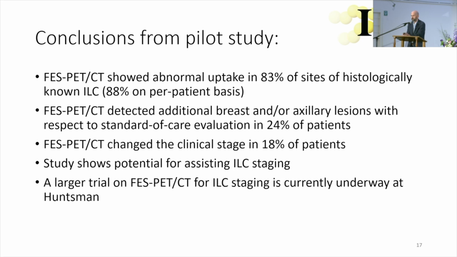We also saw some extra lymph nodes, and in total, we found additional breast or axillary lymph nodes in 24% of patients with lobular breast cancer compared to their standard of care. It changed clinical stage in 18% of patients, which is in line with other studies where we think it might be about 20%. And it shows potential. This is not definitive proof. This was a pilot study, but it shows potential for lobular carcinoma for staging.